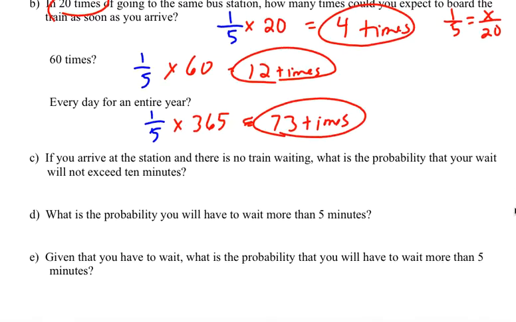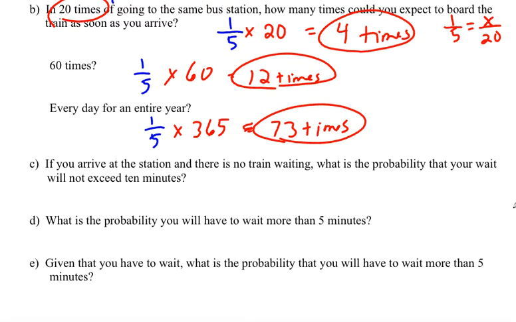Okay. Hopefully you followed so far, because I'm just about to blow your mind. At least I warned you. Letter C. If you arrive at the station and there is no train waiting, what is the probability that your wait will not exceed 10 minutes? I told you I was going to blow your mind, right? Let's interpret it part by part. If you arrive at the station and there is no train waiting.